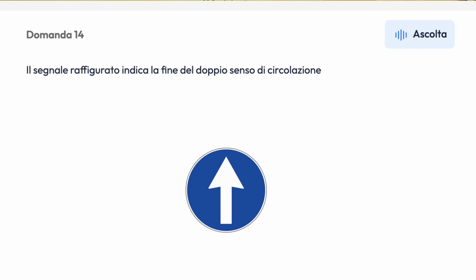Il segnale raffigurato indica la fine di doppio senso di circolazione. The question says this sign indicates the end of doppio senso di circolazione. The answer to this question here is falso. Remember, doppio senso di circolazione means two-way drive. You will be going in a certain direction and there will be vehicles coming from the opposite direction.